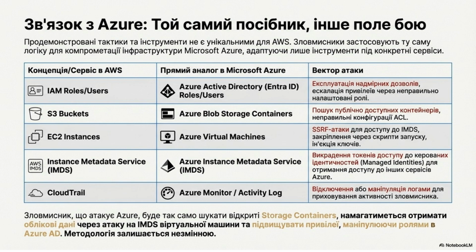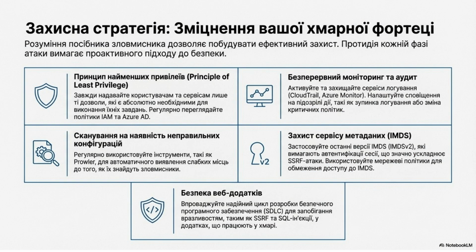These tactics apply to Microsoft Azure. The logic remains the same, though the specific services differ. For instance, AWS IAM corresponds to Azure Active Directory, S3 buckets to Azure Blob Storage, and CloudTrail to Azure Monitor or Activity Log. A strong defensive strategy requires a proactive approach. Key defenses include applying the principle of least privilege, continuous monitoring and auditing, regular scanning for misconfigurations, protecting metadata services, and securing web applications.